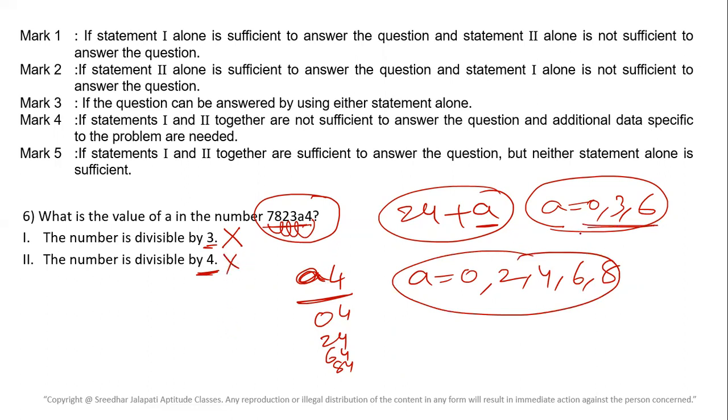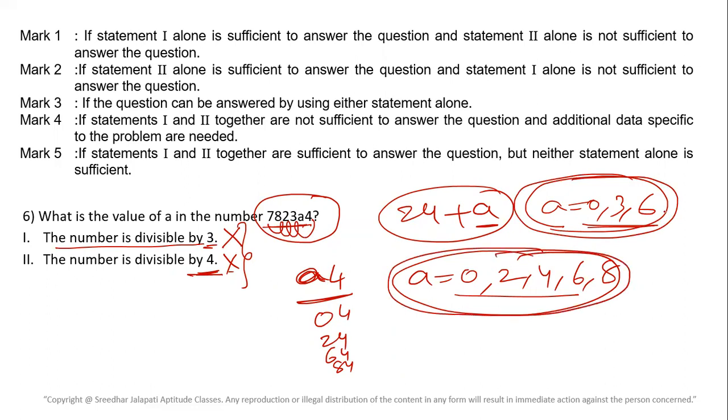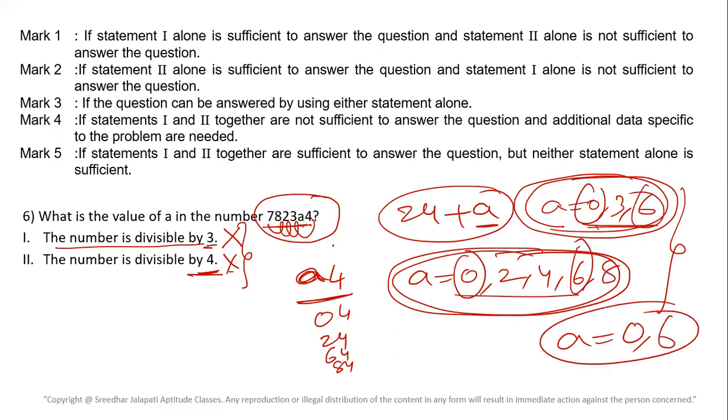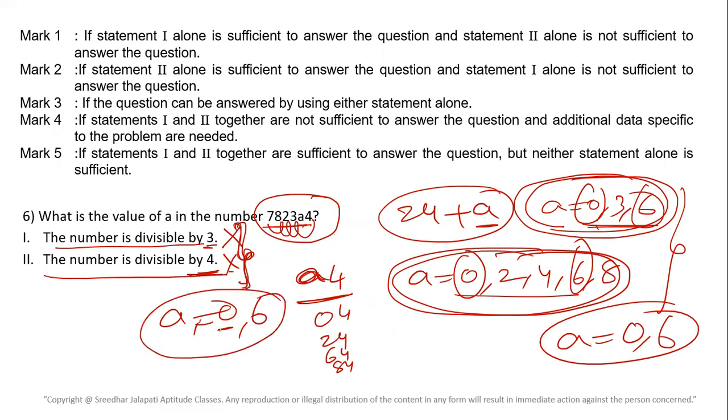From 1 alone, multiple values. From 2 alone, multiple values. Now let me combine both. If the number has to be divisible by 3, these are the possible values for A. If the number has to be divisible by 4, these are the possible values for A. If I combine both, then still I got multiple values for A, which is 0 as well as 6. If A is 0, it satisfies both conditions. If A is 6, still it satisfies both conditions.